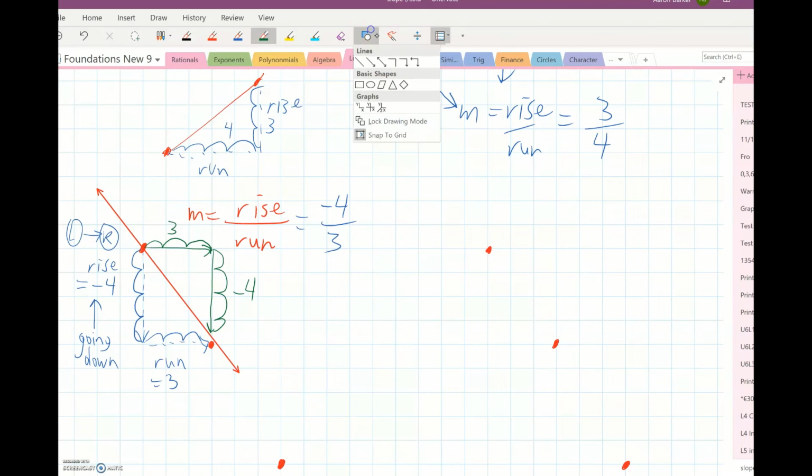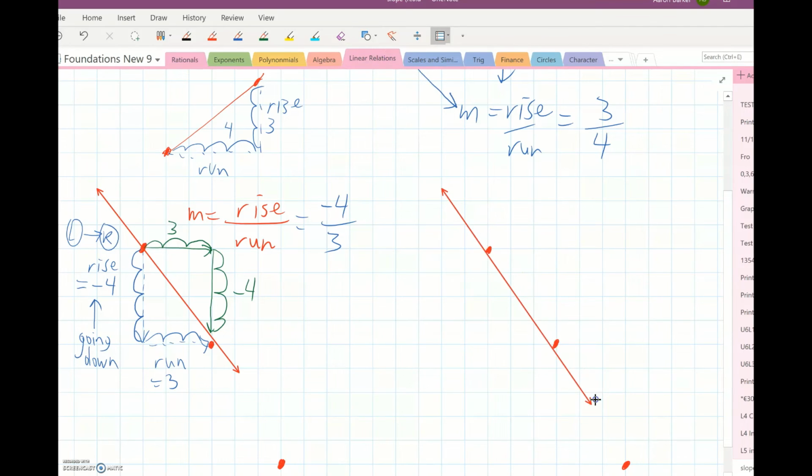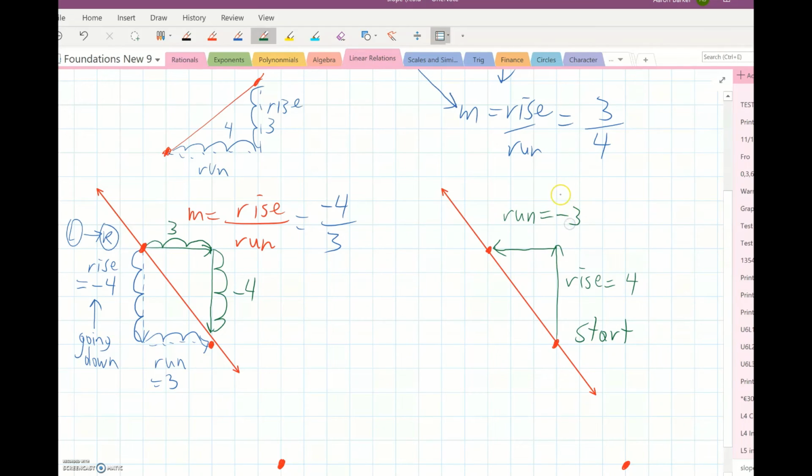Now, some people say, what if I count in the other direction? Let's go over that real quick. If you're going to start here, that's fine. You can go up. Oh, excuse my horrible handwriting there. I go up and then go over. There's my right angle triangle. So my rise will equal 3. And by 3, I mean 4. But my run now equals -3.